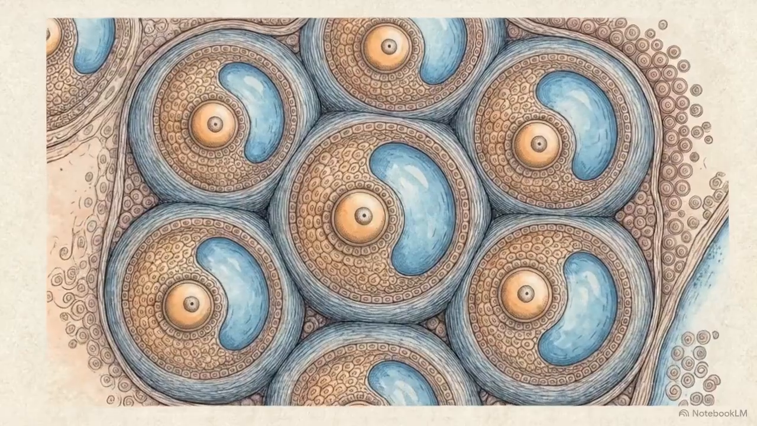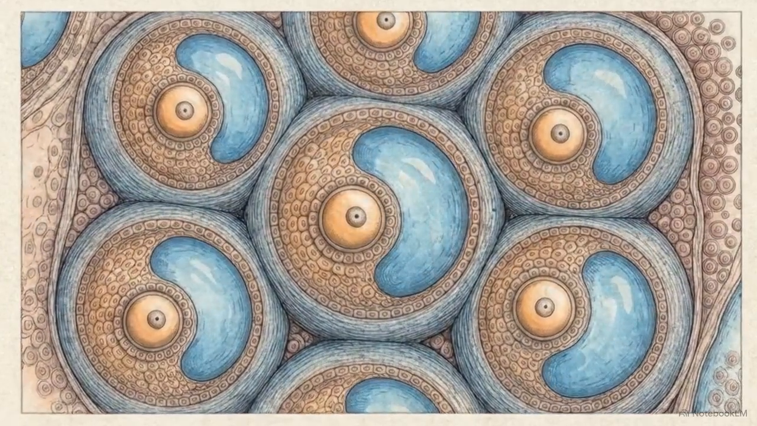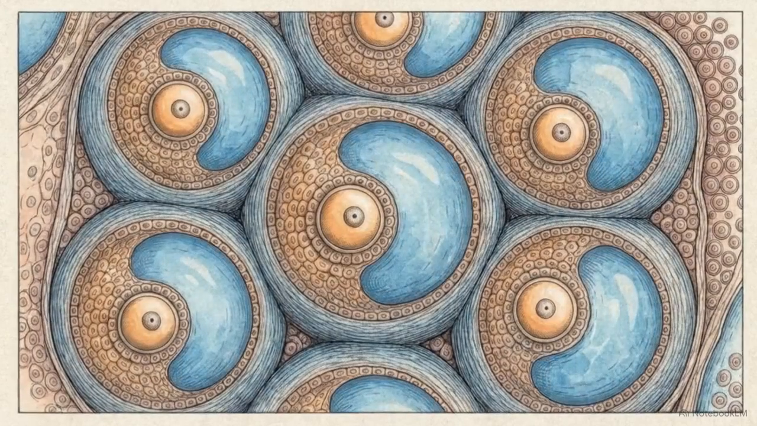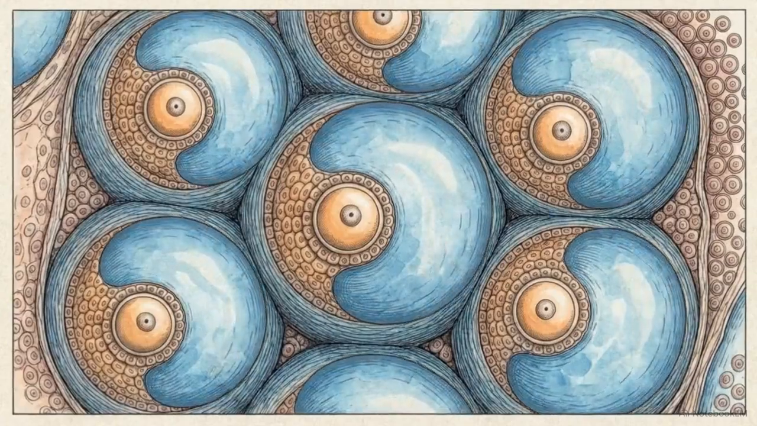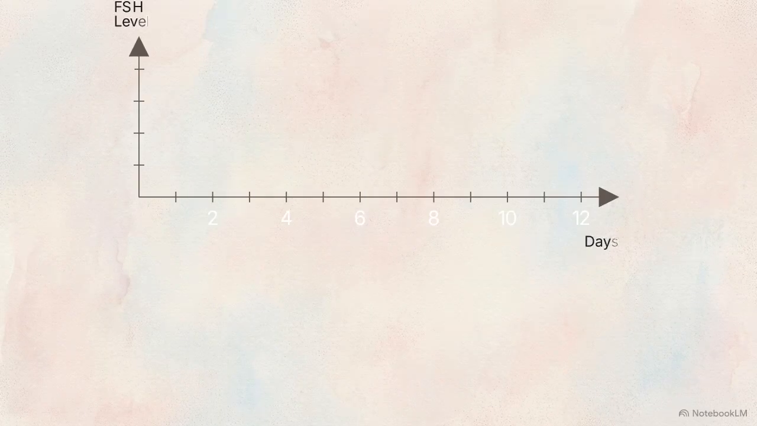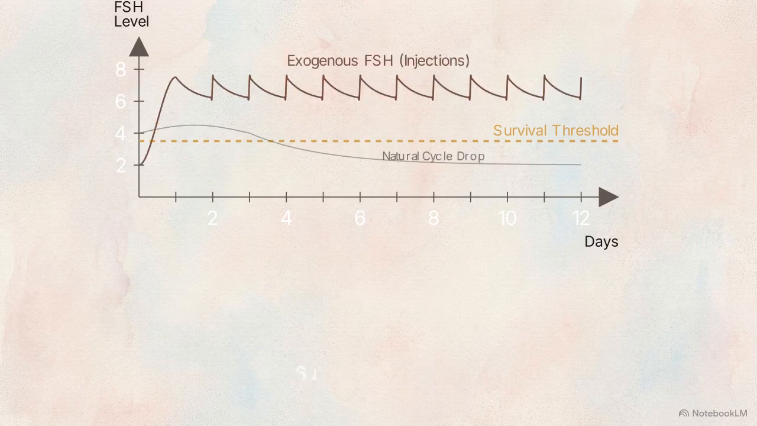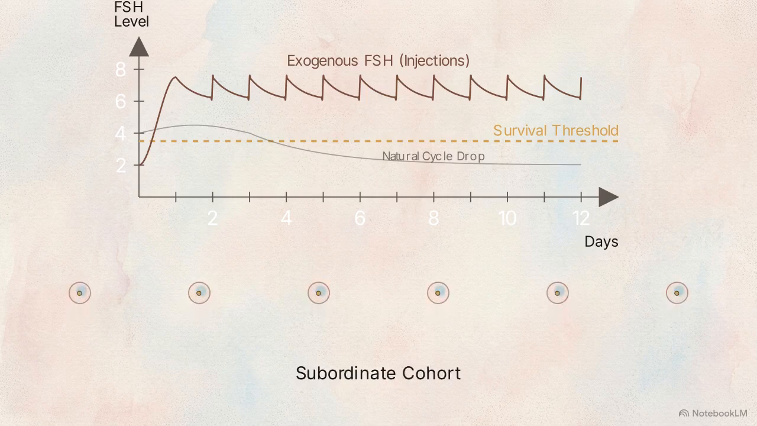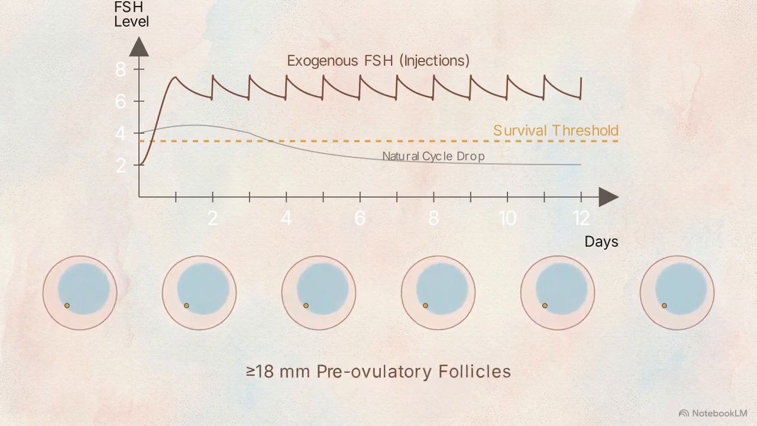In vitro fertilization, this biological system is pharmacologically manipulated. Controlled ovarian stimulation is the deliberate overwriting of the ovary's natural single follicle starvation mechanism. Returning to the FSH chart, this demonstrates the pharmacological mechanism. By administering daily injections of exogenous FSH, clinicians keep systemic levels artificially elevated above the survival threshold. Because the supply never crashes, the entire subordinate cohort is rescued, growing in parallel to pre-ovulatory size.